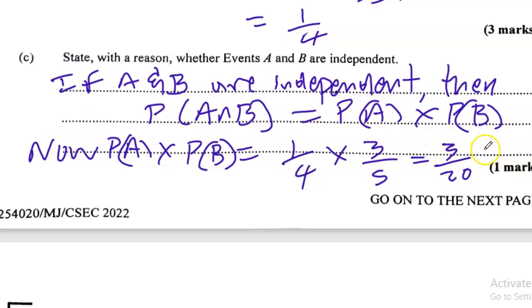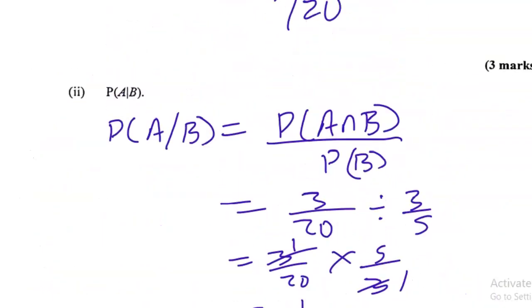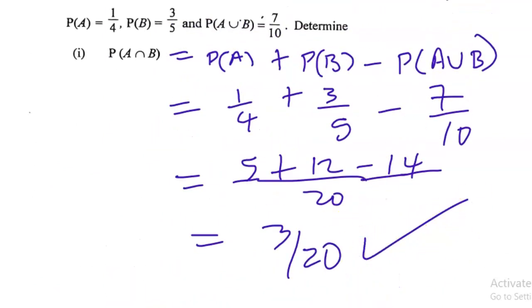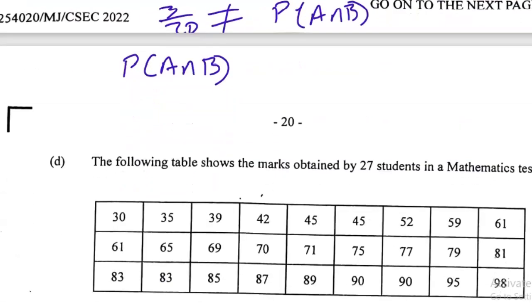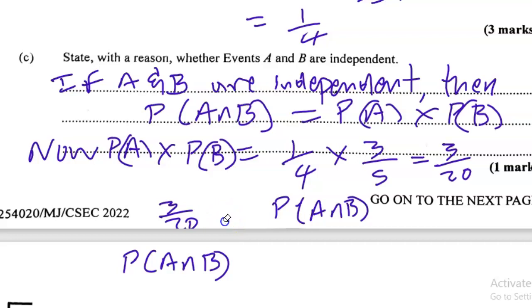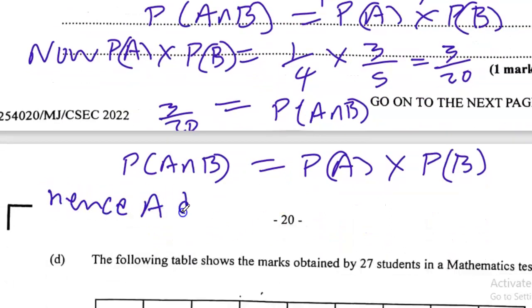And 3 over 20 is equal to the probability of A intersect B. So we can conclude that the probability of A intersect B, which was 3 over 20, is equal to the probability of A times the probability of B. Hence, A and B are independent.